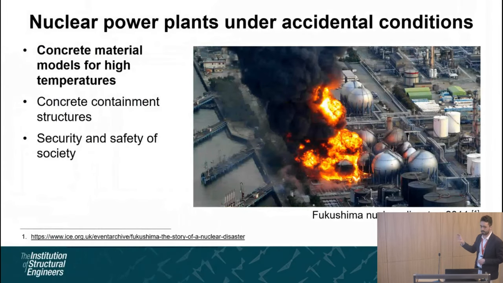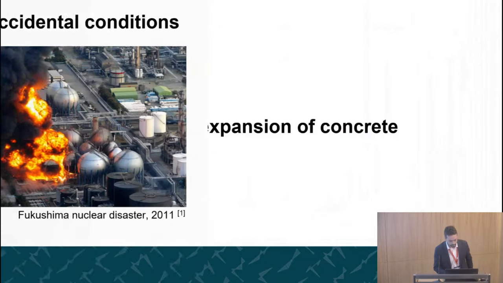However, unfortunately, this is what a nuclear power plant may look like in the case of severe accidental conditions. So this is a picture of the Fukushima nuclear disaster of 2011, which clearly demonstrates the need for reliable and robust concrete material models for high temperatures in order to understand the behavior of these structures under accidental conditions, and therefore to contribute to the safety and security of our society.